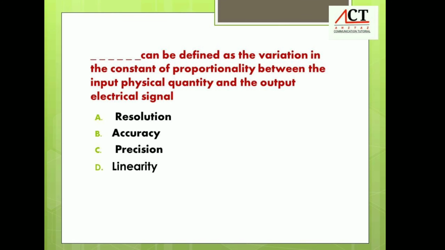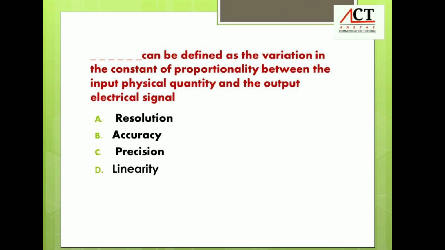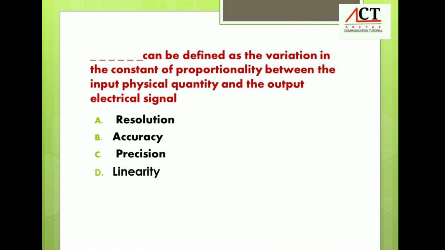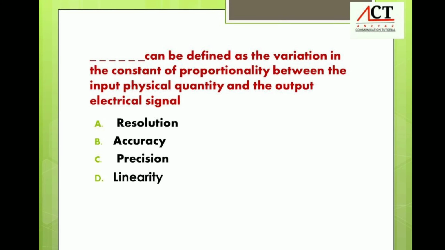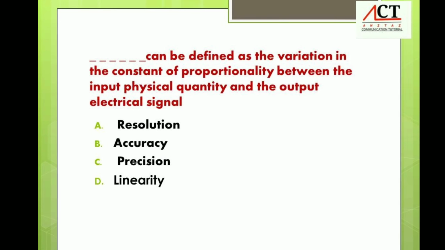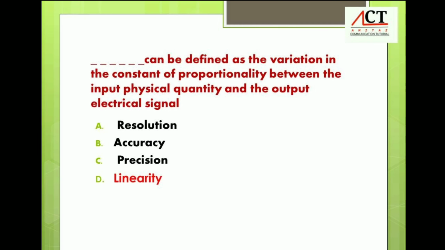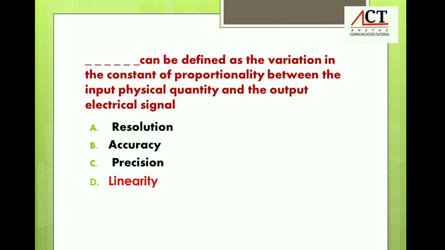Question is, dash can be defined as the variation in the constant of proportionality between the input physical quantity and the output electrical signal. Option A, resolution, B, accuracy, C, precision, and D, linearity. And the correct answer is option D, linearity.